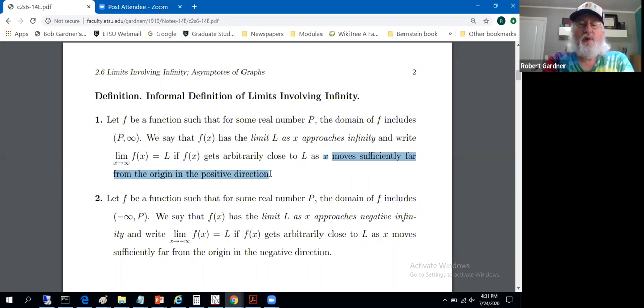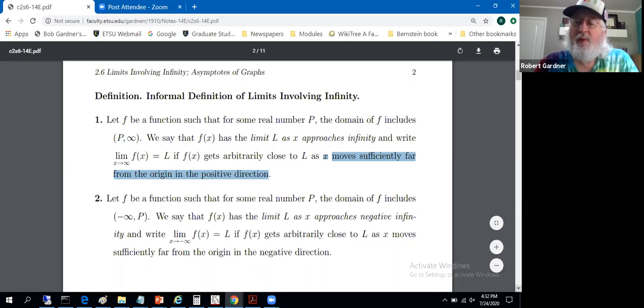The book words this slightly differently. I like the sufficiently. So I see arbitrarily close and sufficiently again. Before it was arbitrarily close for x sufficiently close to C. Here, x is going to infinity. There isn't a close to infinity. So I don't say sufficiently close to infinity. We'll say sufficiently far from the origin. How far? Well, that was the capital M parameter, when x was approaching positive infinity.